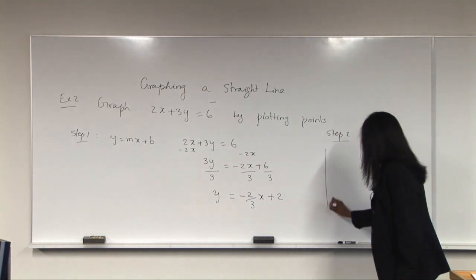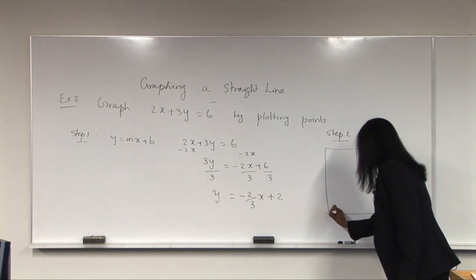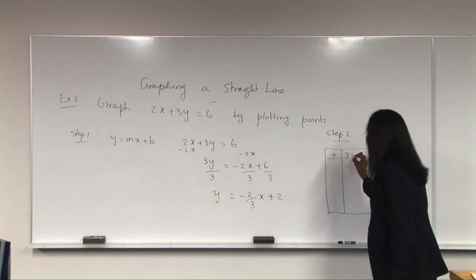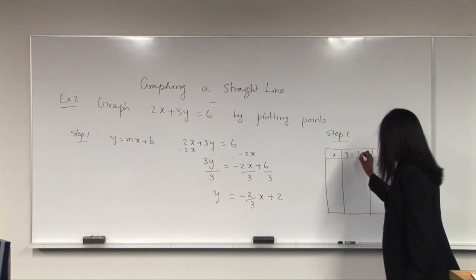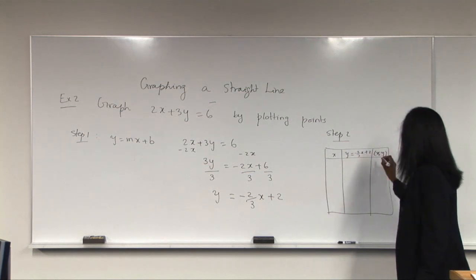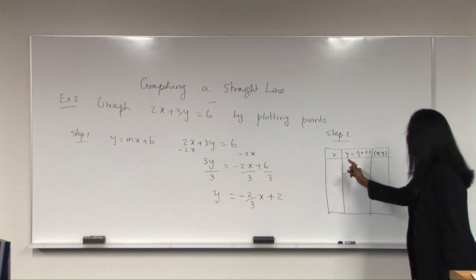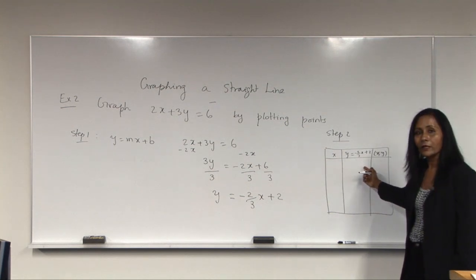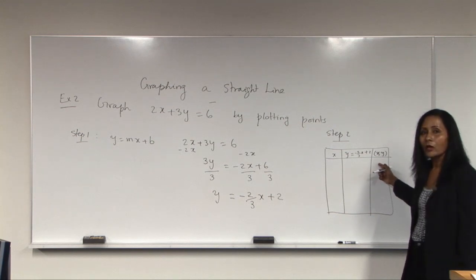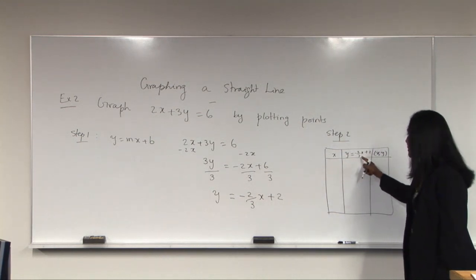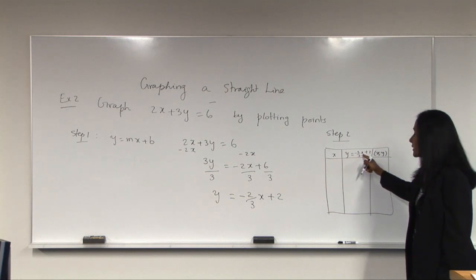So I am going to do the chart again, x value, and we are going to find y, and let me write y is equal to negative 2/3 x plus 2, and the ordered pair is x comma y. So I am going to give some value for x and then find the corresponding value of y, and then I am going to write the ordered pair. So here we have y is this. So I am just looking at this, what value I am going to give for x.